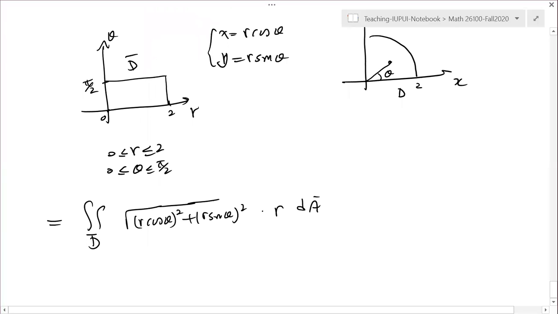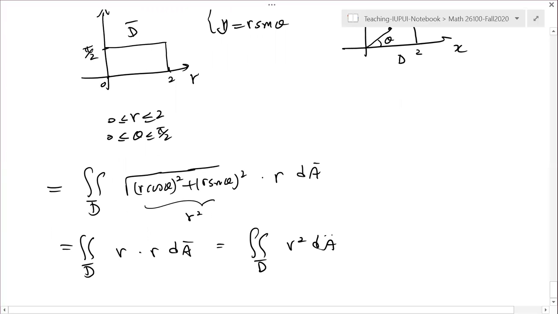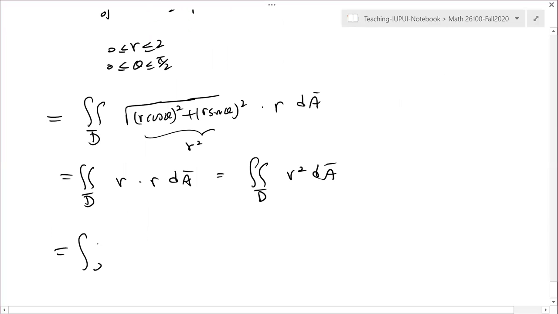And don't forget this r here. Okay, so this is much simpler. You will see that. So this is a square root of r squared, so the square root of r squared is r. So it's going to be r squared dA. Now, this is the integral over the rectangle. So it's the integral from 0 to pi over 2, and from 0 to 2, of r squared dr d theta, right?